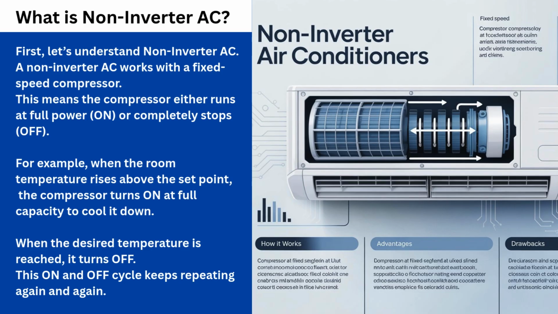What is non-inverter AC? First, let's understand non-inverter AC. A non-inverter AC works with a fixed-speed compressor. This means the compressor either runs at full power, on, or completely stops, off. For example, when the room temperature rises above the set point, the compressor turns on at full capacity to cool it down. When the desired temperature is reached, it turns off. This on and off cycle keeps repeating again and again.